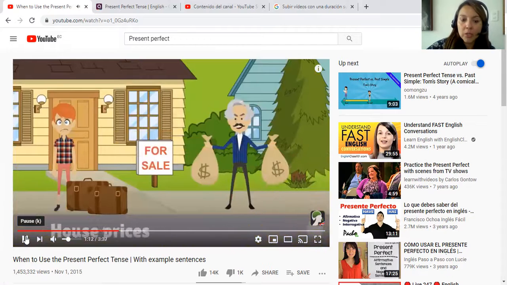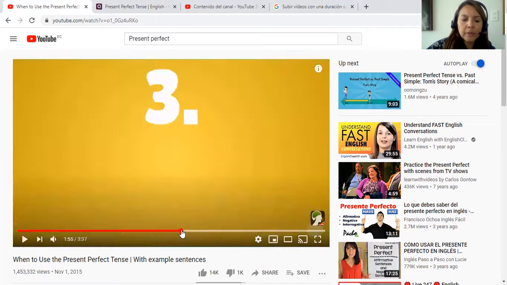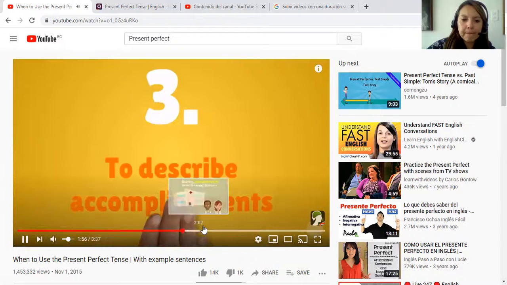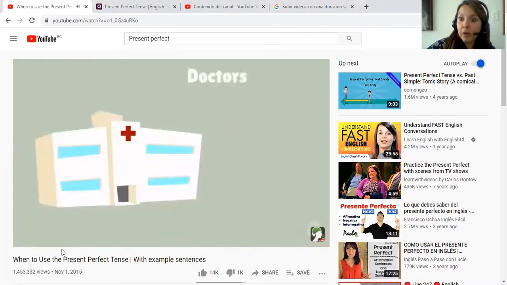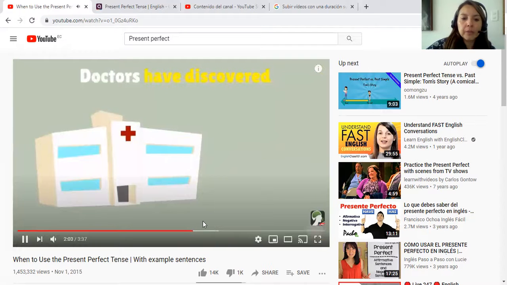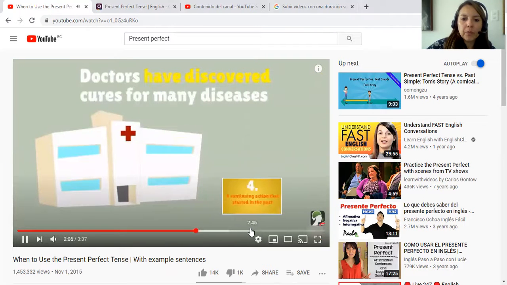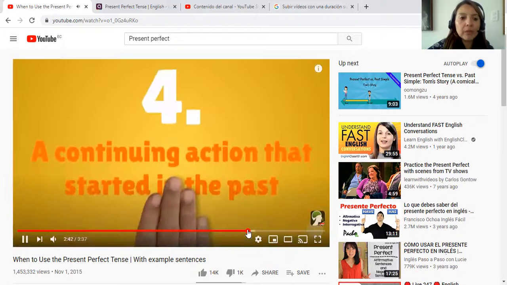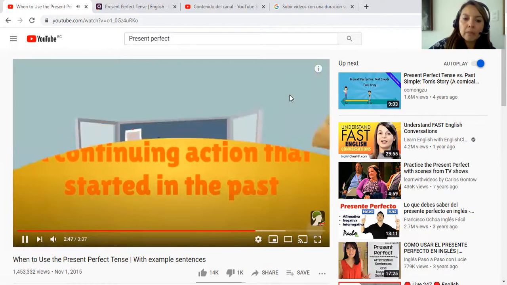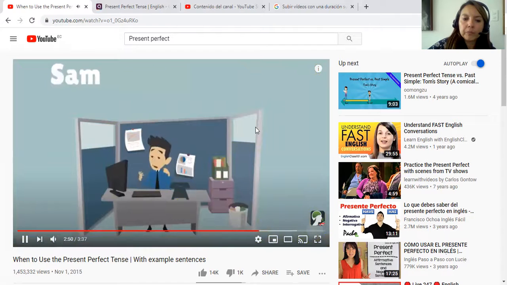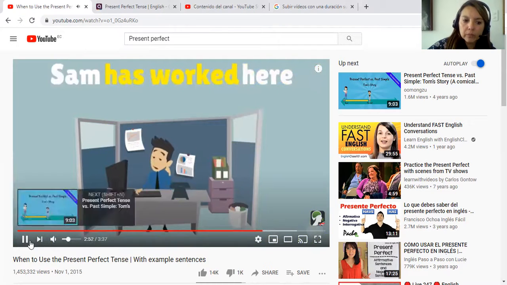To describe House a change prices during the time. have increased a lot. Okay, and finally there's another. To describe accomplishments. To describe Doctors accomplishments. have discovered cures for many diseases. Okay, and there's an example. A continuing and finally, action that started in number the past. 4. Sam has worked here for 7 years.